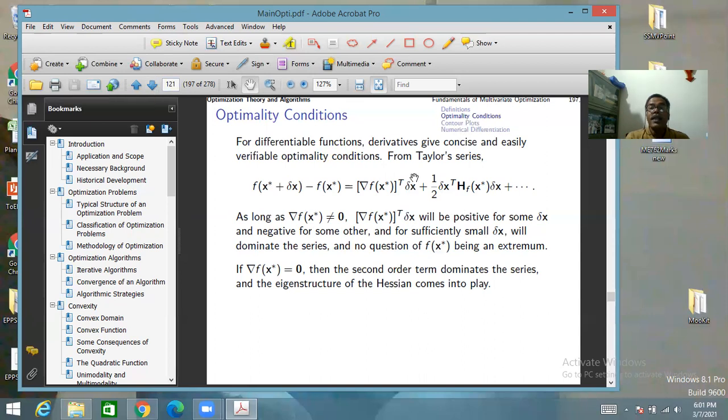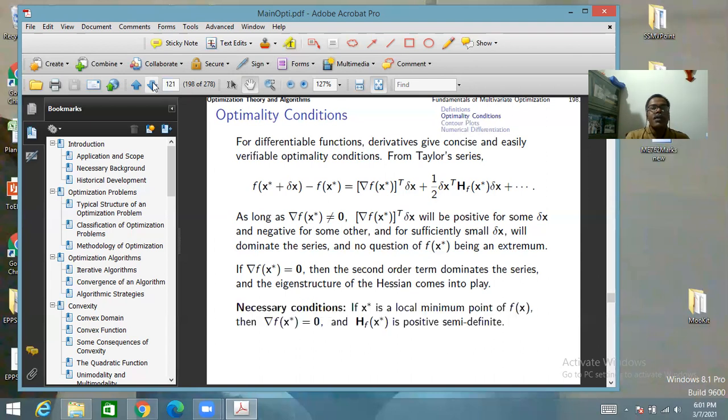So here in the case of single variable problem, we had half second order derivative into delta x square. So there we talked of the second order derivative being positive for minimum. So here we will not be able to talk about this being positive or negative or positive or zero or whatever.